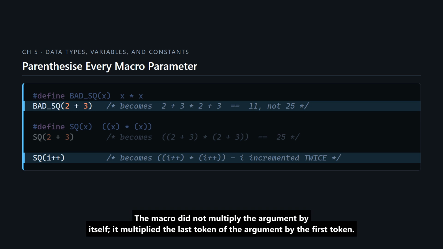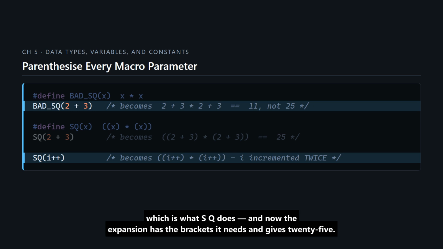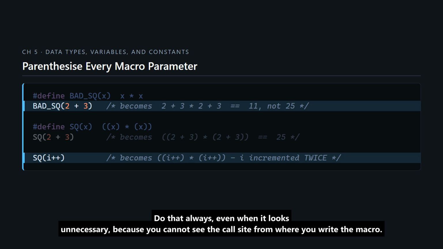The macro did not multiply the argument by itself, it multiplied the last token of the argument by the first token. The fix is to parenthesize every single use of every parameter and to wrap the whole body in another pair, which is what SQ does, and now the expansion has the brackets it needs and gives 25. Do that always, even when it looks unnecessary, because you cannot see the call site from where you write the macro.